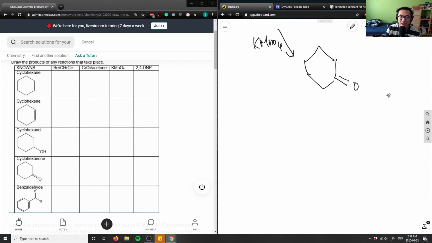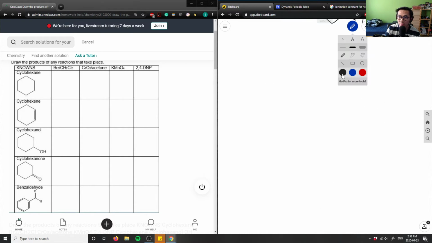And then finally, I have hexanone. Hexanone would not react with bromine. Again, I'm not substituting this O. Again, I can't oxidize this any further, so I don't get a reaction here. However, with 2,4-DNP, it will make a product, and again, it will make the red precipitate that we talked about here. So 2,4-DNP will make a reaction here.